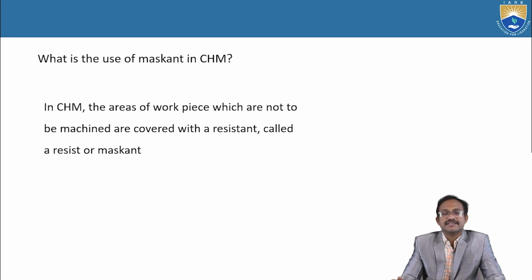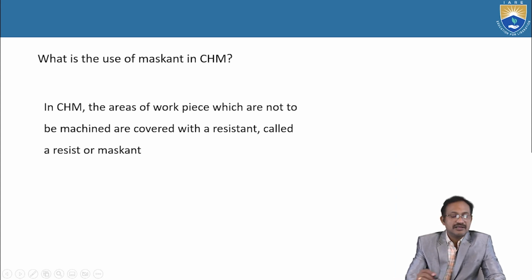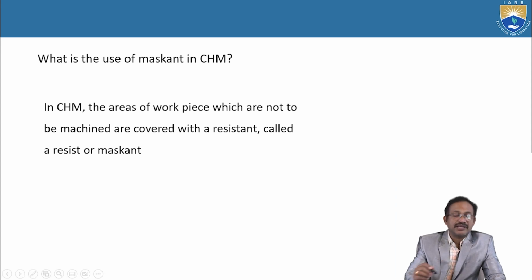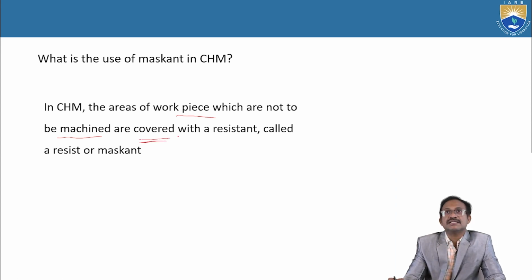What is the use of maskant in chemical machining? In chemical machining, the areas of the workpiece which are not to be machined are covered with a resistant called a resist or maskant.